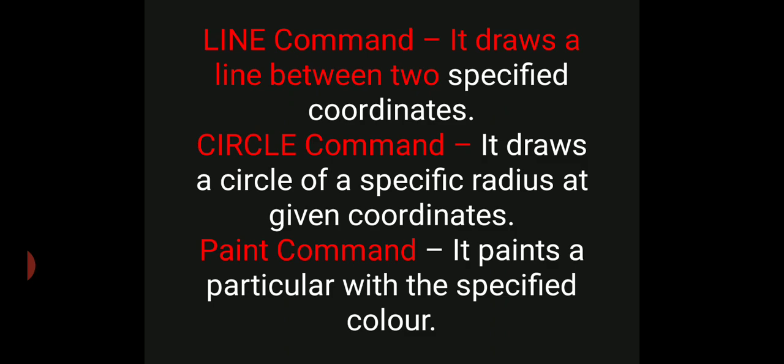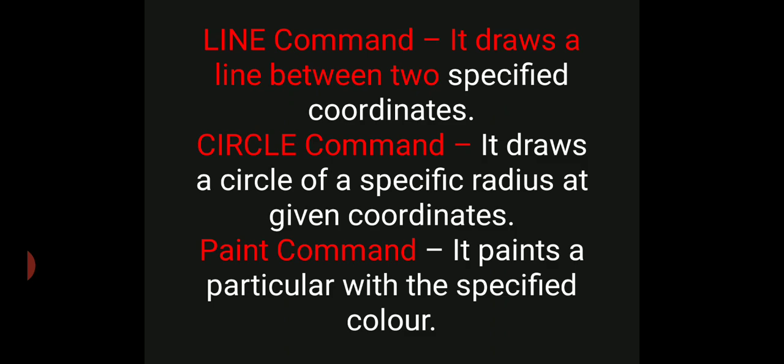The next is circle command. Circle command is basically used to draw a circle of a specified radius at given coordinates. So this command will be effective only after the screen command to get the display in graphics mode. So the circle command basically draws a circle.